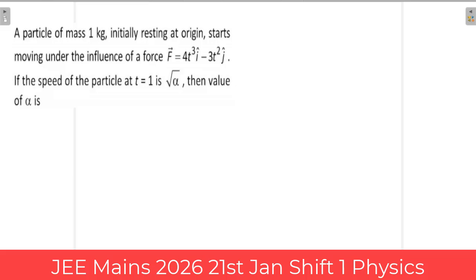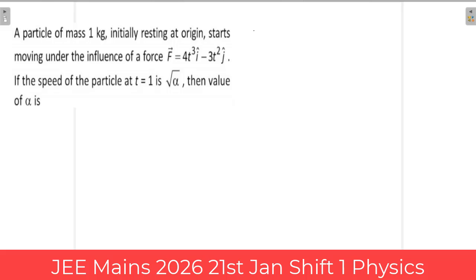A particle of mass 1 kg initially resting at origin starts moving under the influence of a force F equal to 4t³ i cap minus 3t² j cap. If the speed of the particle at t equal to 1 is root alpha, then the value of alpha is.